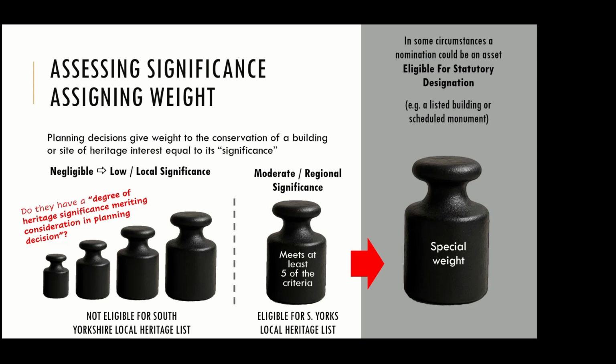Obviously, in some circumstances, they may actually be eligible for national listing. And that can be carried out through spot listing, emerging listing powers, or through the NPPF in relation to archaeological sites. If they're demonstrably of equal value to a scheduled monument, then they need to be treated as a scheduled monument. So the weight can then go from being regional to having that special weight that you get from national significance.